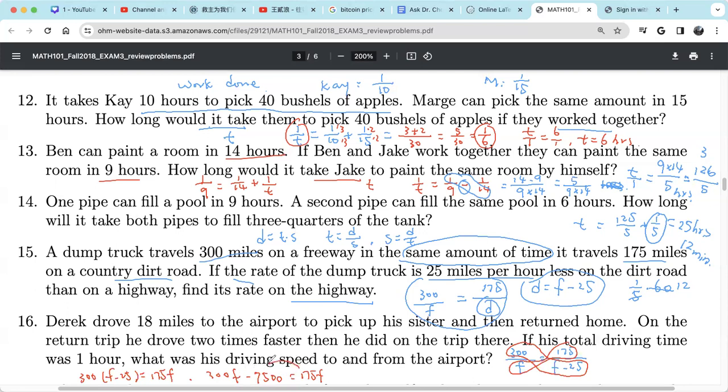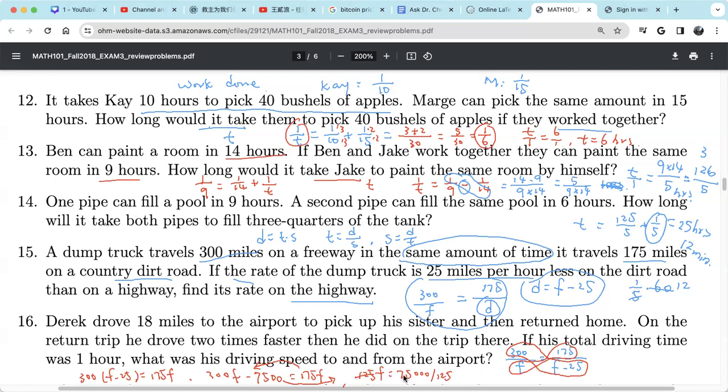So we move 175F to the other side, it becomes negative. We move negative 75,000 to this side, it becomes positive. So 300F minus 175F, that's 125F, equals 75,000. Now I divide both sides by 125. Let me change my color.